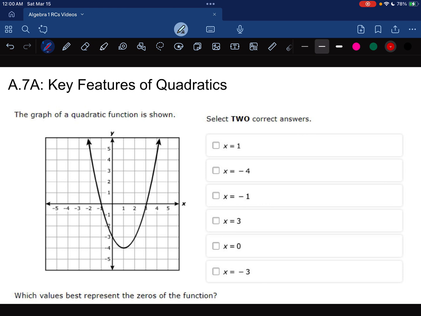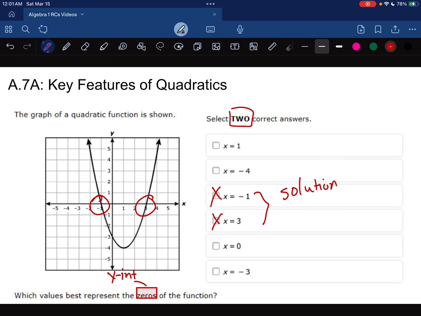The graph of the quadratic function is shown. Which value best represents the zeros? So what does 0 represent? Correct. The x-intercepts. So first things first, how many solutions does this problem have? 2. So I should have 1, 2. -1 and 3. -1 and +3. These are my solutions.